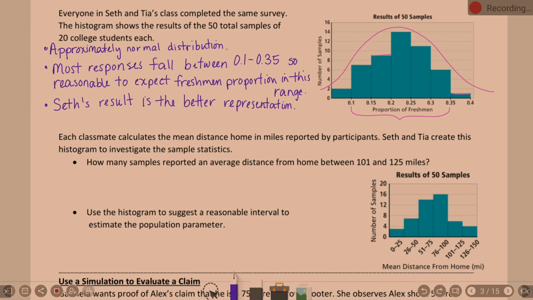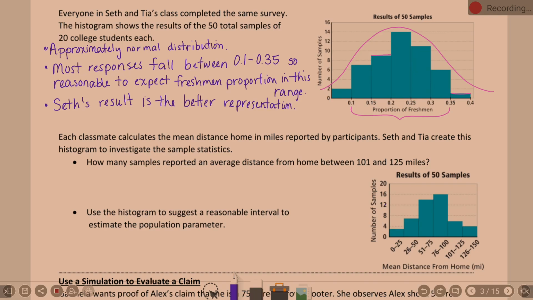Okay. Still talking about Seth and Tia a little bit longer. Each classmate calculated the mean distance home in miles reported by their participants. So remember, we did that on Seth earlier, right? Seth and Tia created then this histogram to investigate the statistics. So here, you have the results of the 50 samples. So you have 0 to 25, 26 to 50, all the way up to 126 to 150 as their mean distance from home. And this is how many samples fell into each of those categories.